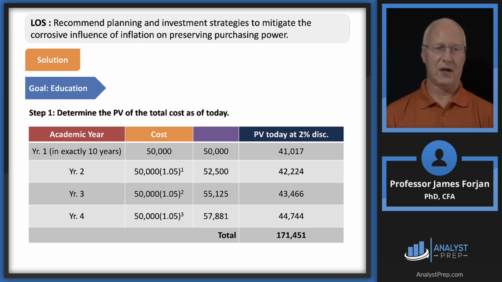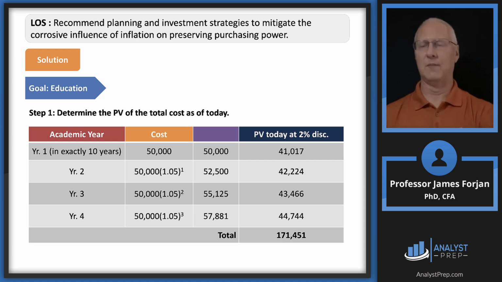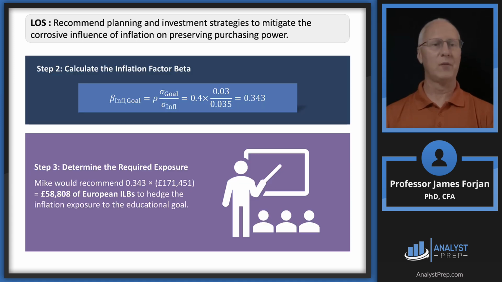There's the cost, 50,000 in that first year, compounded out by the 5% that I was referring to just a minute ago. Take that present value at 2%. So if you sum the present values, you get 171,451. Next, go ahead and calculate the inflation factor beta. So we're given that 0.4 correlation, and then the 3% for the investment returns, 3.5% for inflation. So there's our inflation factor beta of 0.343.